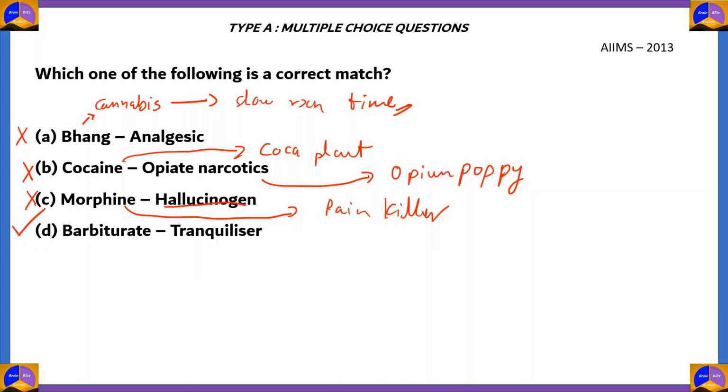The right answer is option D, barbiturate, which is a tranquilizer, because barbiturate is used in anesthesia. So option D, barbiturate as a tranquilizer, is the right option.